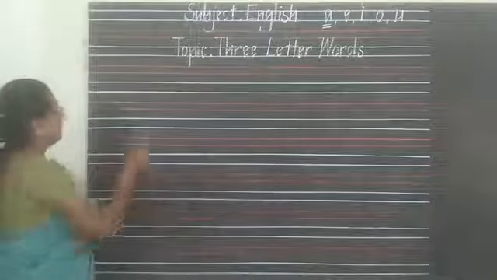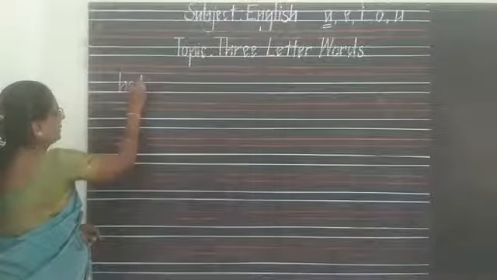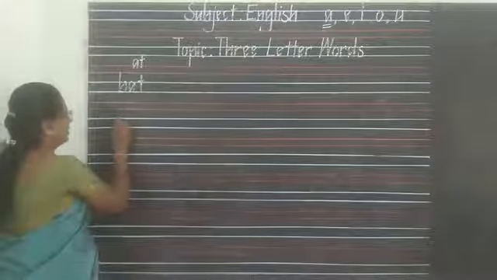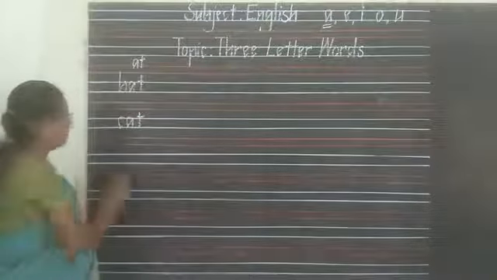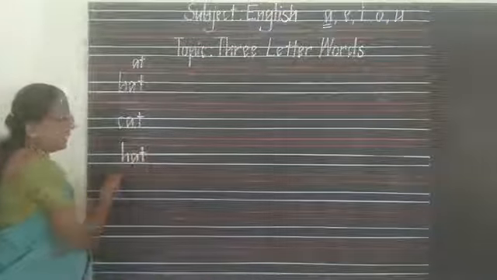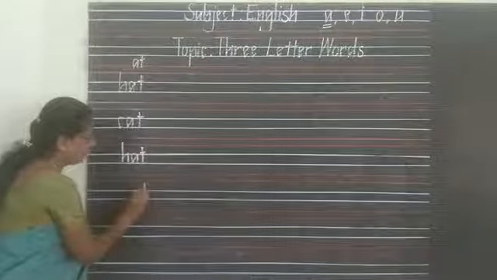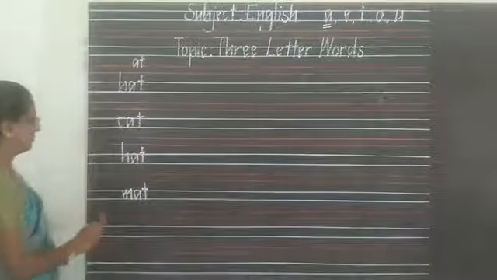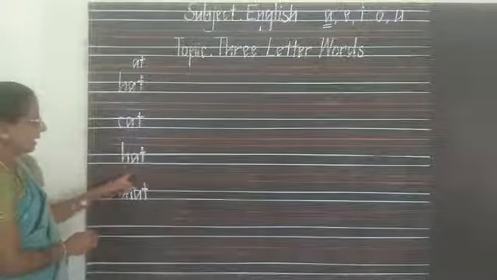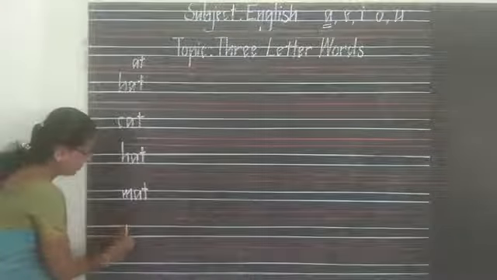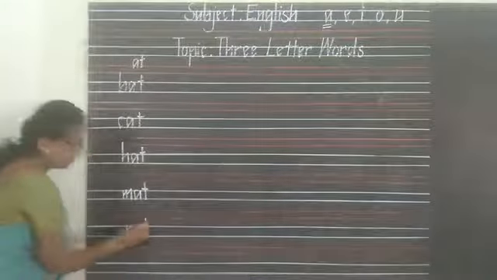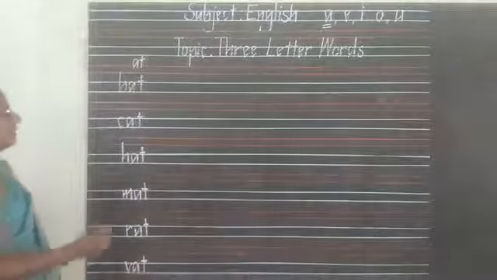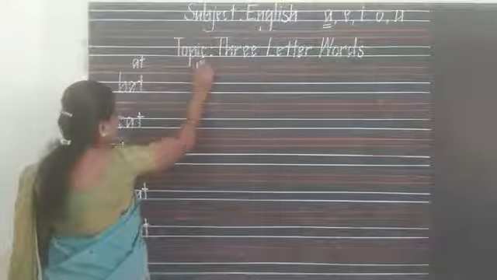First, B A T, bat. A T group of words. B A T, bat. C A T, cat. H A T, hat. C A T group of words. Just want to add your M. M A T, mat. R A T, rat. B A T, bat. Next, A N group of words.